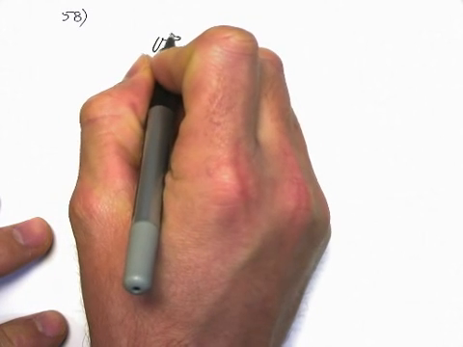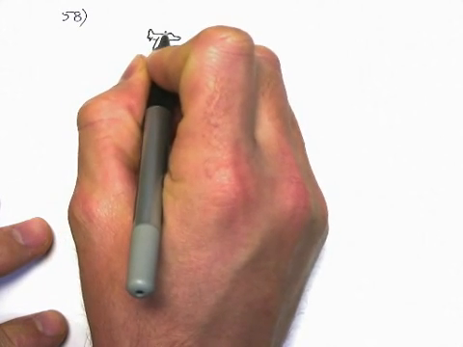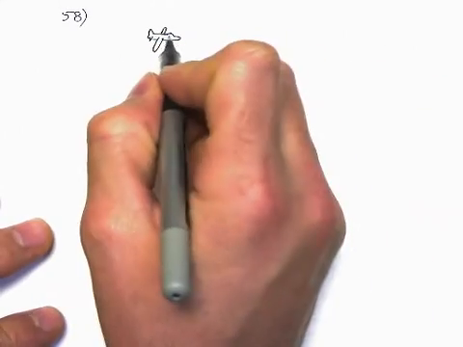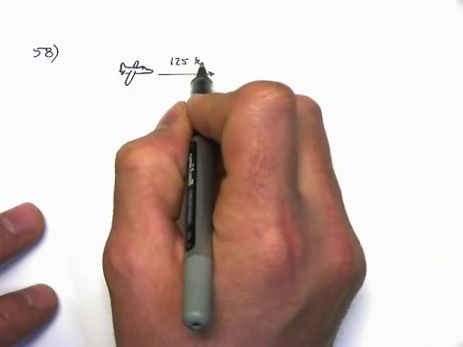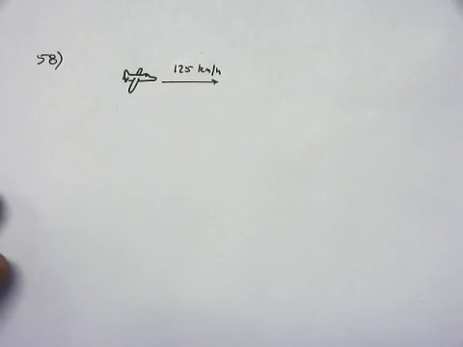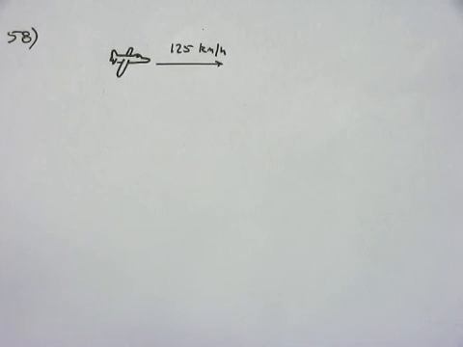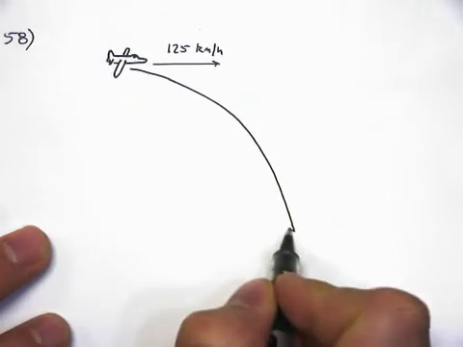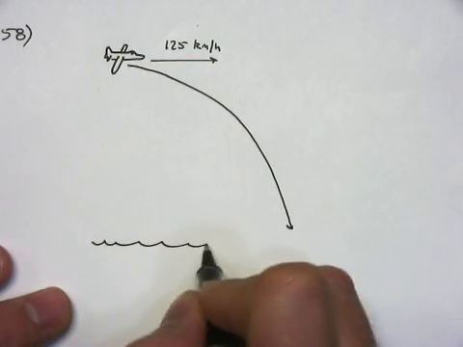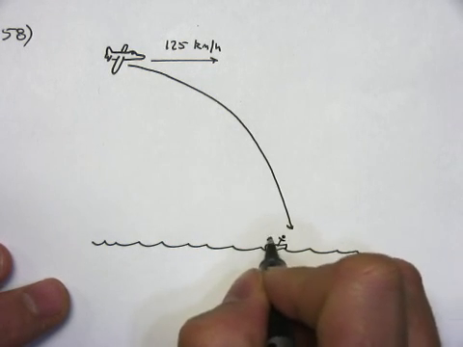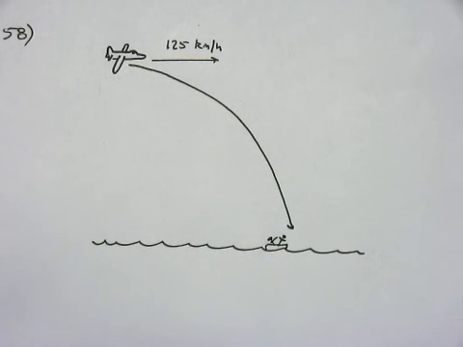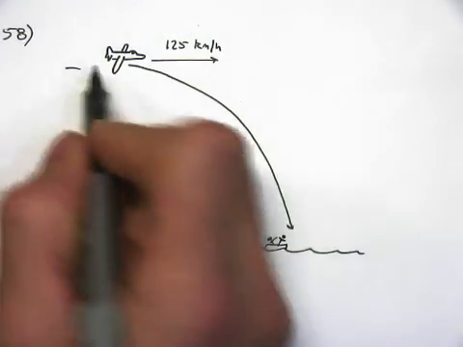Okay, 58 has an airplane and it's traveling at 125 kilometers per hour. And it's going to drop supplies. So it's going to drop something, and it's going to fall like that to shipwrecked victims that are floating on the ocean. And it's 1,001 meters from there to here.